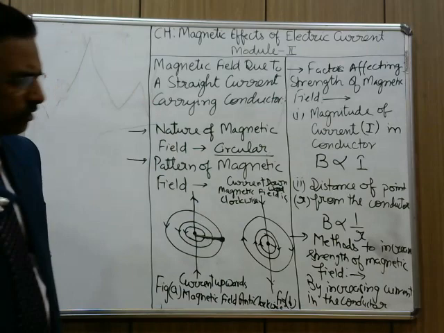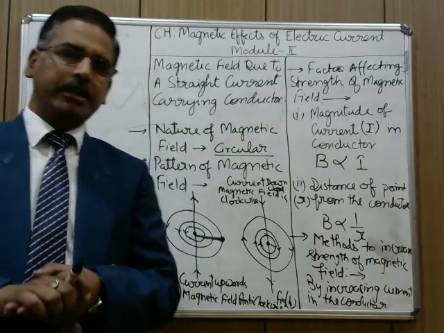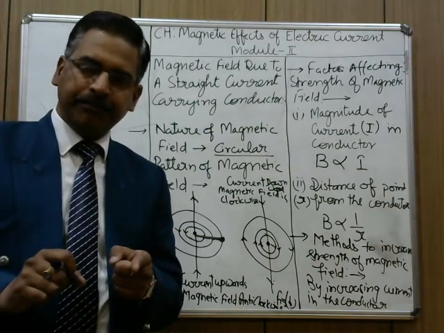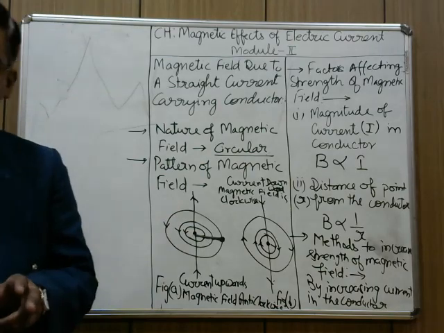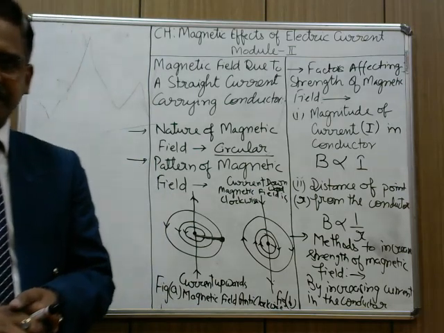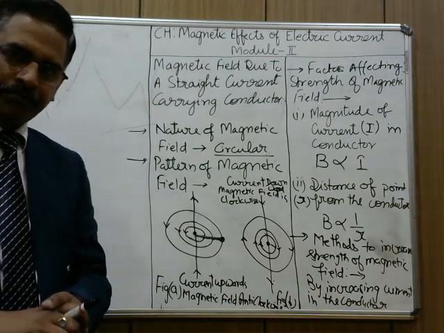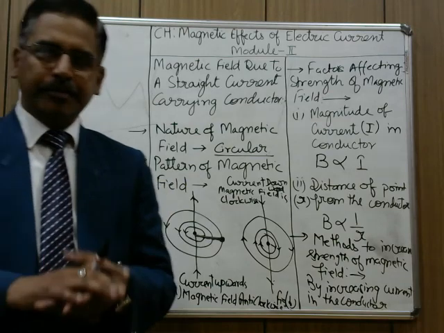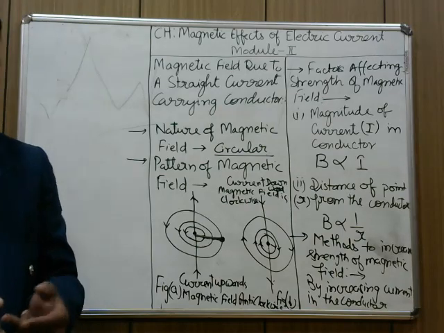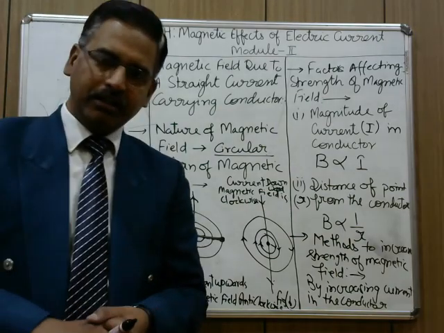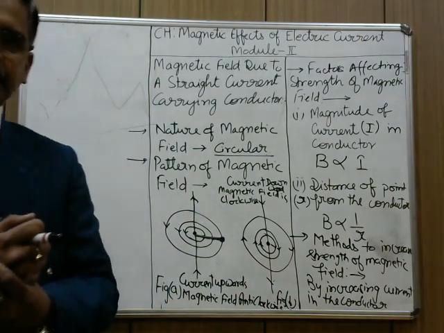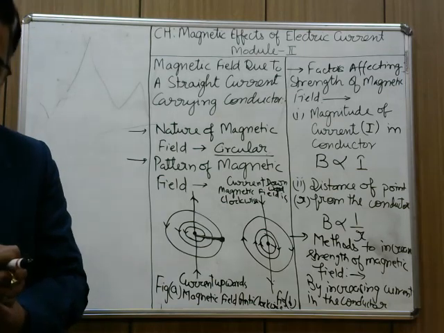Now this is all about the magnetic field produced by a straight current carrying conductor. Nature: circular pattern, they are concentric circles having the center at the conductor. How will you change the direction of magnetic field? By reversing the direction of current. On what factors does it depend? It depends upon 2 factors, the magnitude of current in the conductor and the distance of the point from the conductor. Methods to increase: one way only, by increasing the current we can increase the strength of magnetic field at a point.